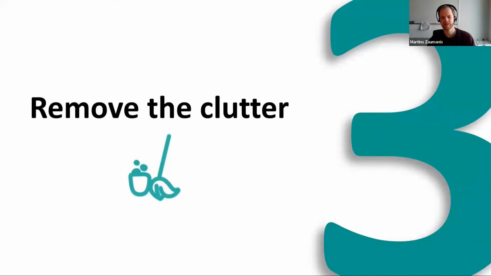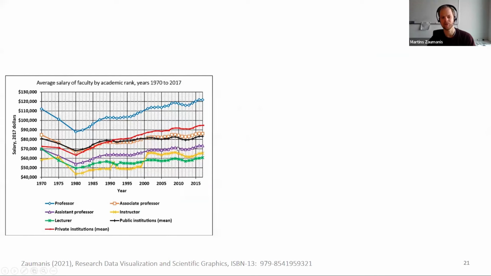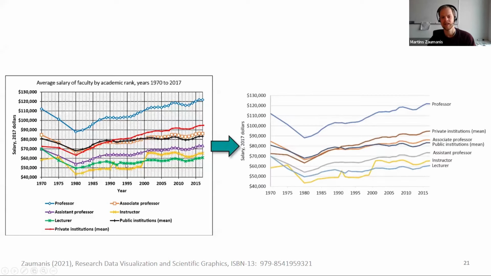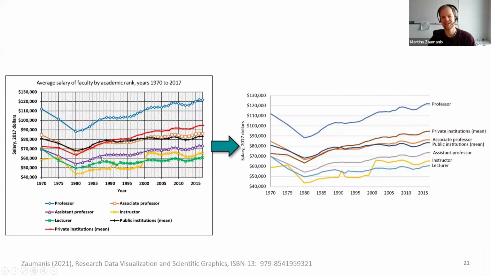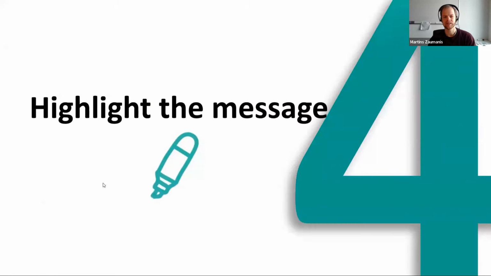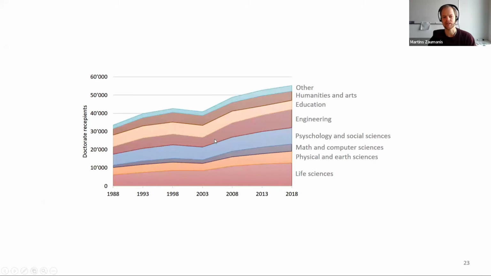Next step, removing the clutter. Oftentimes the default settings make the charts a little bit cluttered, like in this case. And often it's pretty easy to make the charts look a little bit better. That's one reason. But another reason is that this enables you to go through the fourth step, which is to highlight a certain message in the chart. So here on the left side, it's very difficult to highlight something because it's already very busy.